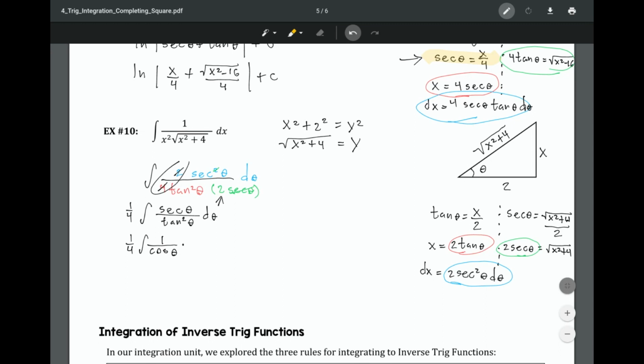So 1 over tangent squared, I can change that to sine squared theta over cosine squared theta. So all of this d theta, right? So what I did after that, this is secant. So this stuff on the left is secant divided by sine over cosine squared. So again, you may not want to do it this way, but that's the way I did it. All right, so then I rewrote this as 1/4.